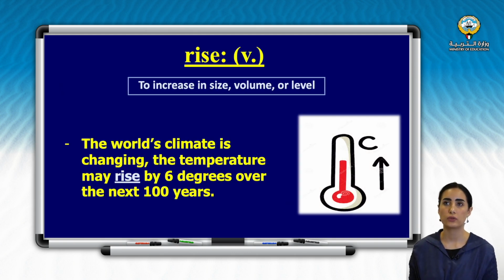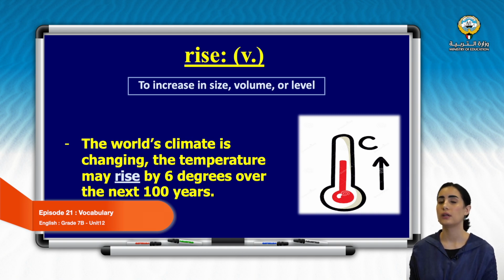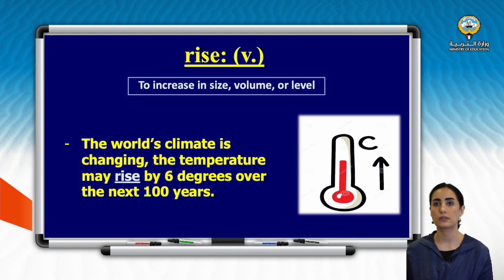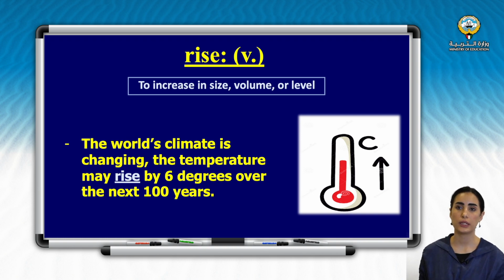Now we have the next word, and that is the word rise. So repeat after me. Rise. What part of speech is rise? It's a verb. Excellent. Let's use it in a sentence. The world's climate is changing. The temperature may rise by 6 degrees over the next 100 years.